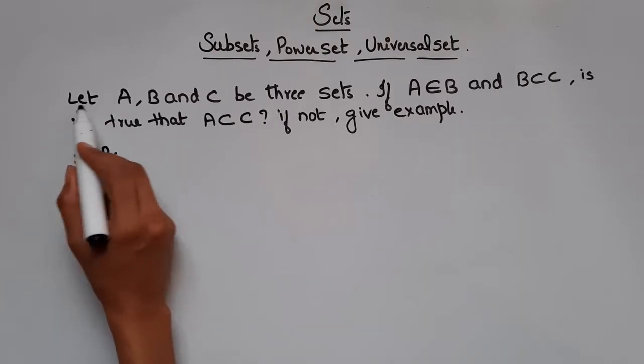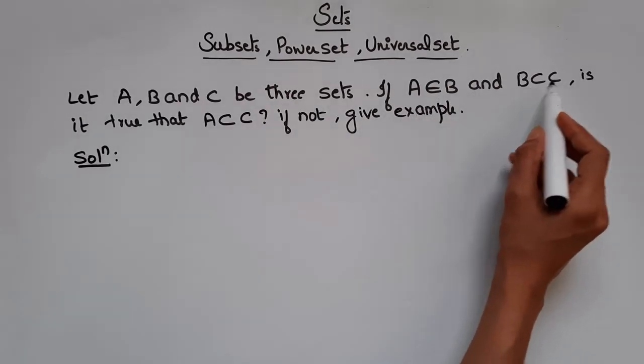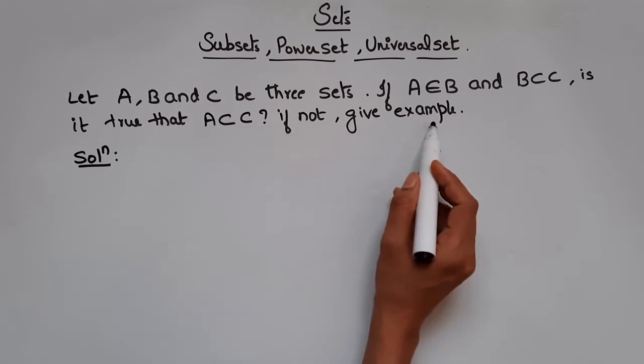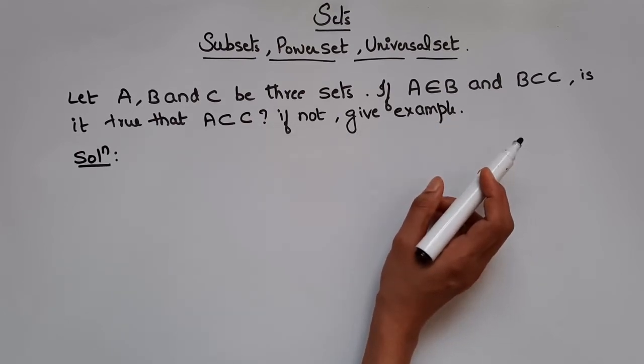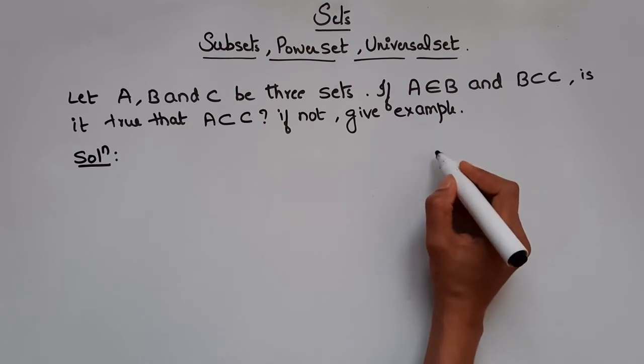Now let's see this problem. Here it says let A, B and C be three sets. If A belongs to B and B is a subset of C, is it true that A is a subset of C? If not, give an example. So before we start, let me tell you the difference between belongs to and a subset. In belongs to, we see the elements, whether that element belongs to the set or not.